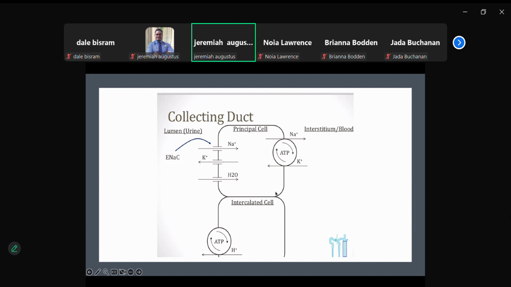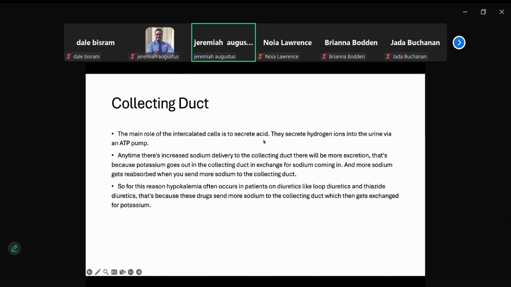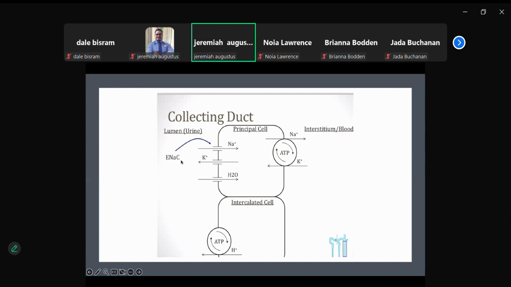The intercalated cell, all it does is excrete hydrogen ions, right? So let's know that. So the main role of the intercalated cell is to secrete acid, we know that. Anytime there's an increased sodium delivery to the collecting duct. So let me show this. Now this is where we lose potassium with the loop diuretic, right? So let me show you. Remember this is the collecting duct, right? Where is the loop diuretic working? In which part of the kidney?